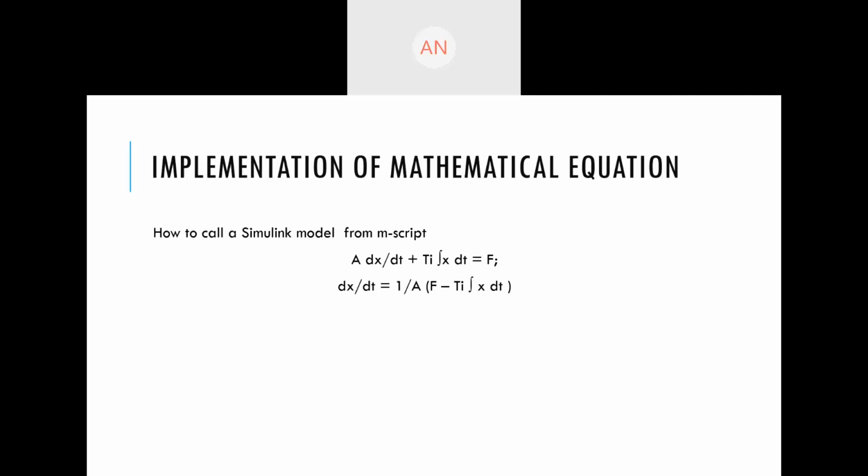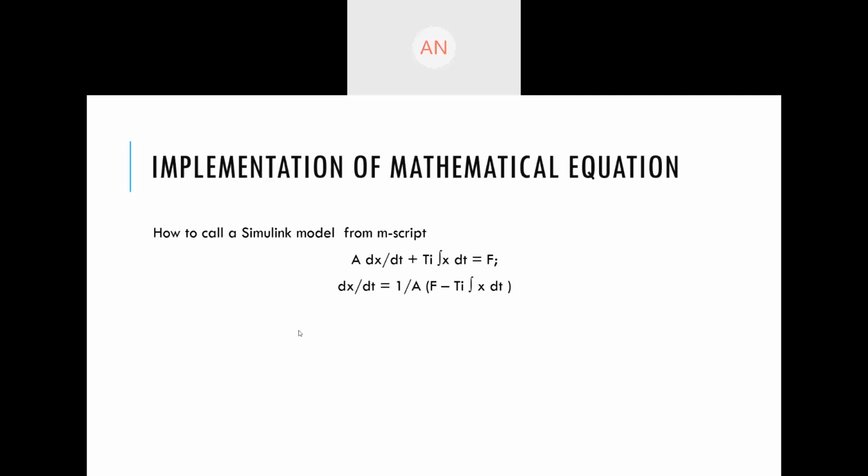This is the mathematical equation I have taken: dx by dt plus Ti times the integral of x dt equals f. For our convenience, we have rearranged the equation into the form dx by dt equals 1 upon a, the whole bracket of f minus Ti times the integral of x dt. This is done simply for convenience. So always keep in mind, if you are given an equation, always put the higher order derivative on the left side.